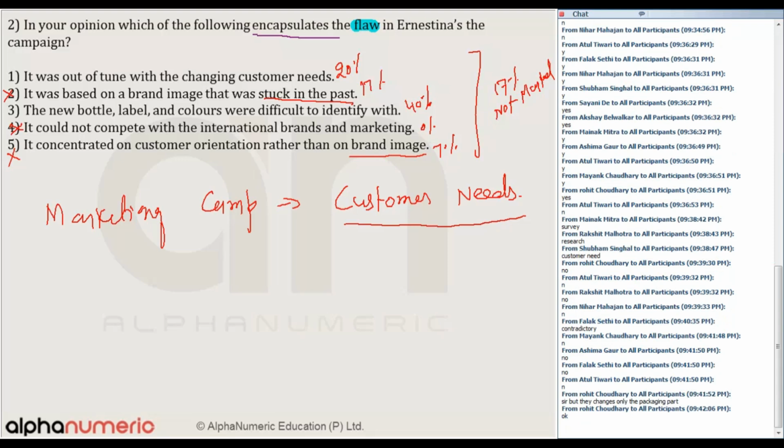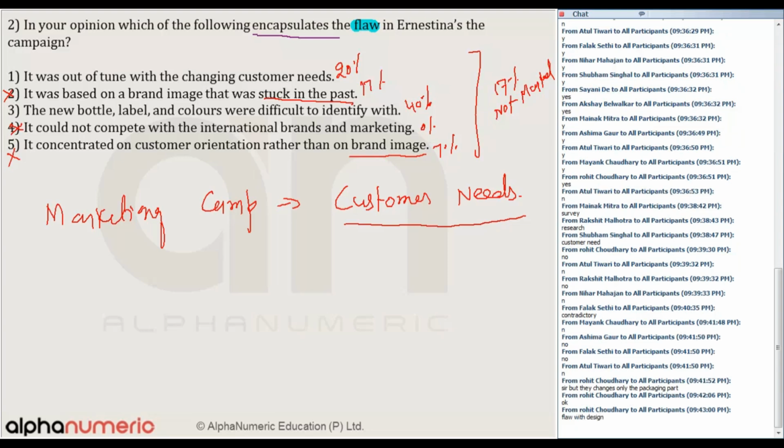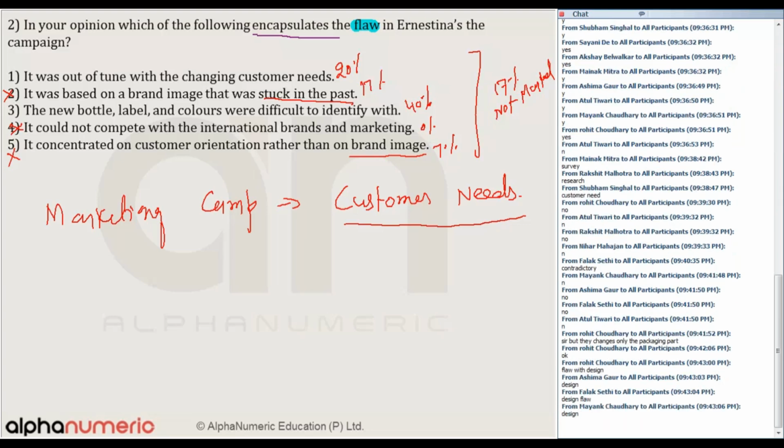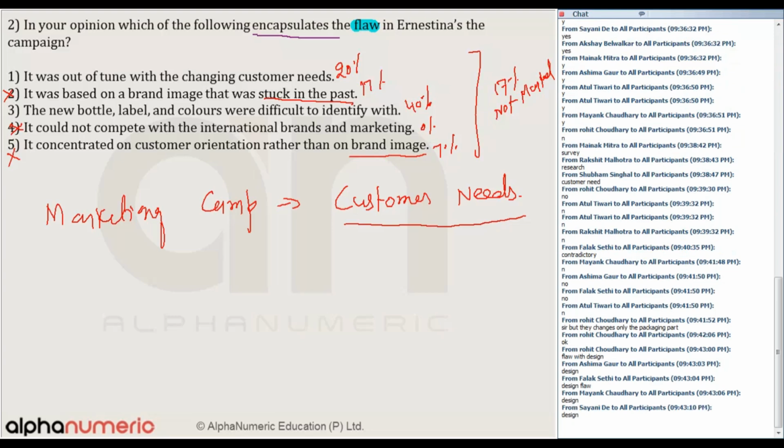Option number 3 says the new bottle, labels, and colors were difficult to identify with. So tell me, is option number 3 a flaw with the product, a flaw with the design of the bottles, or a flaw with the campaign? Option number 3, please tell me. What does it say? Is it a flaw with the design or a flaw with the campaign? Design flaw. So option number 3 highlights a flaw in the design, not in the campaign. So the answer can't be option number 3.